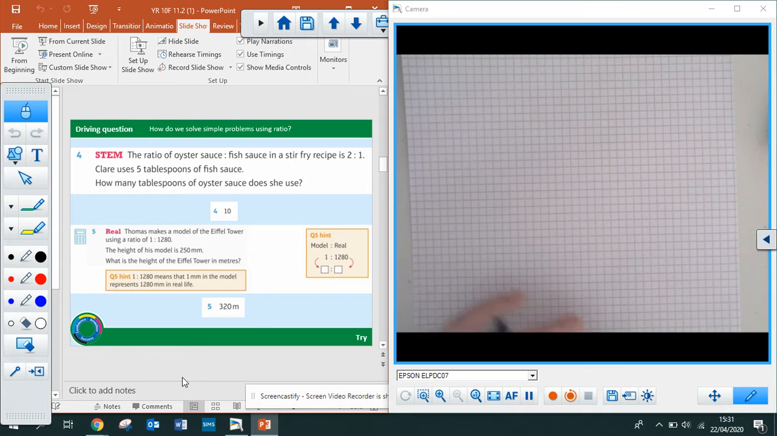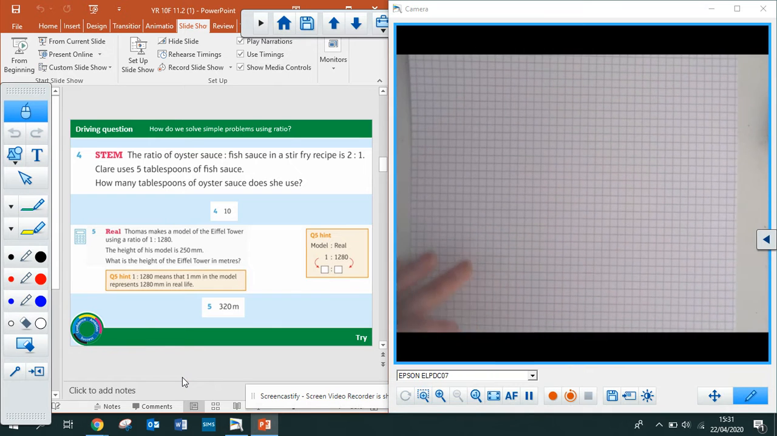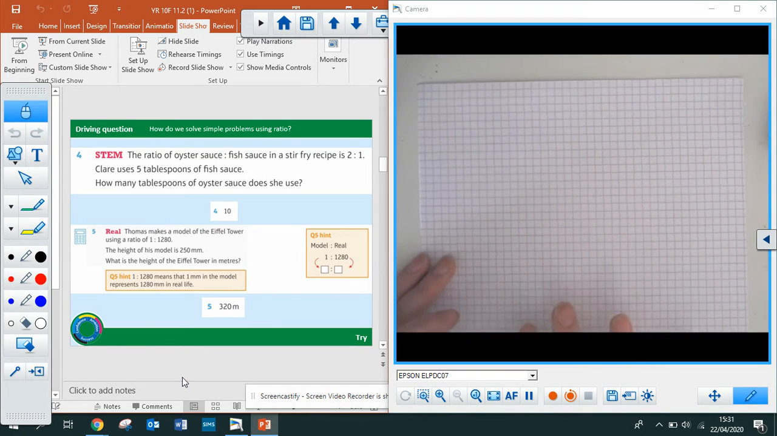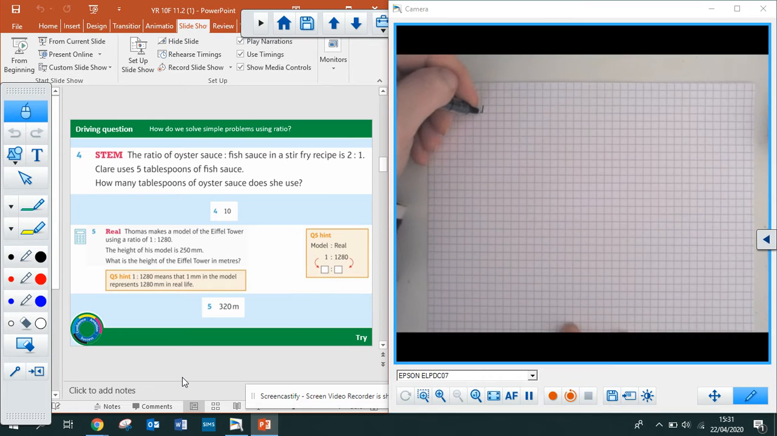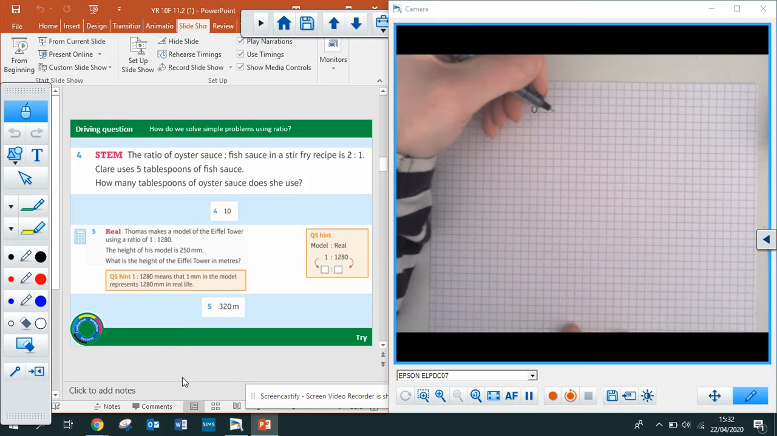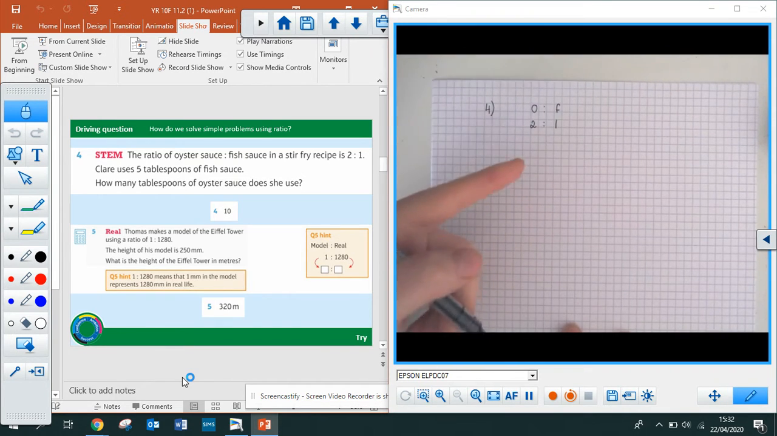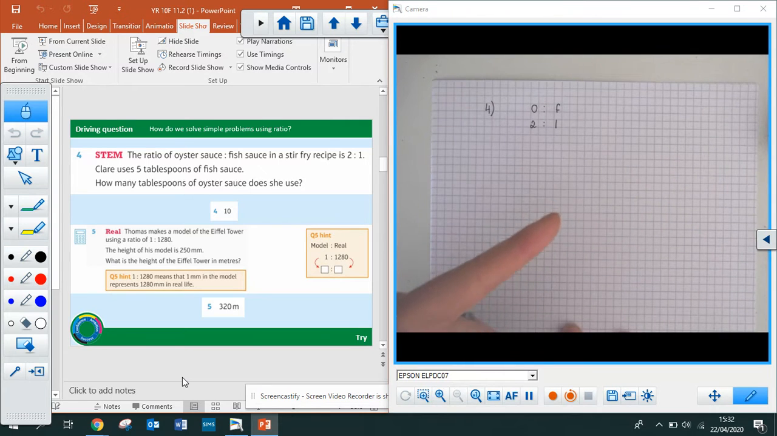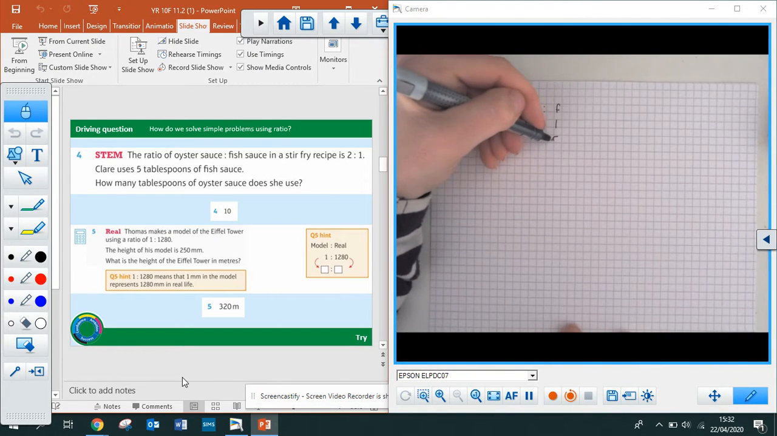Okay, so I've put the answers up on the screen there, but I'm also going to go through them now just so I can explain them further to you. So question 4 first. Question 4 says, the ratio of oyster sauce to fish sauce in the stir-fry recipe is 2 to 1. So again, first thing I'm going to do, oyster to fish, 2 to 1. The order they give it is the order it belongs in the ratio. Claire uses 5 tablespoons of fish sauce. So where the fish is, I'm going to write 5.